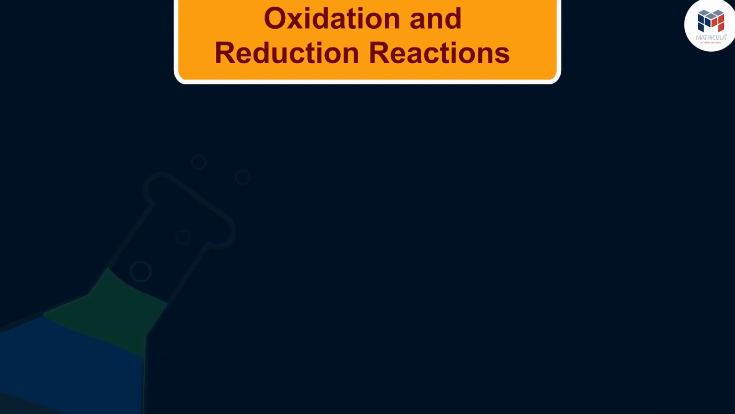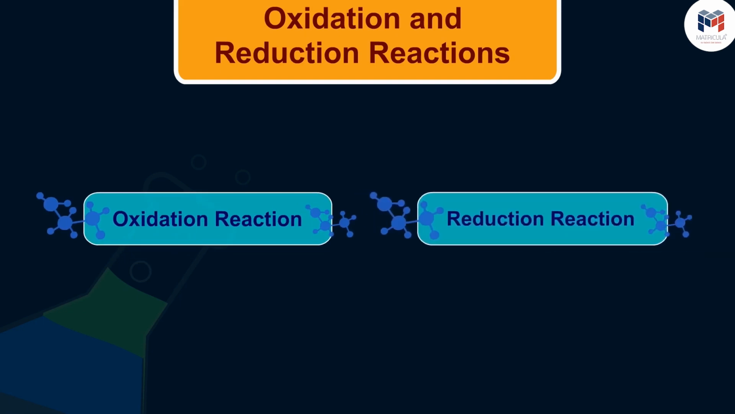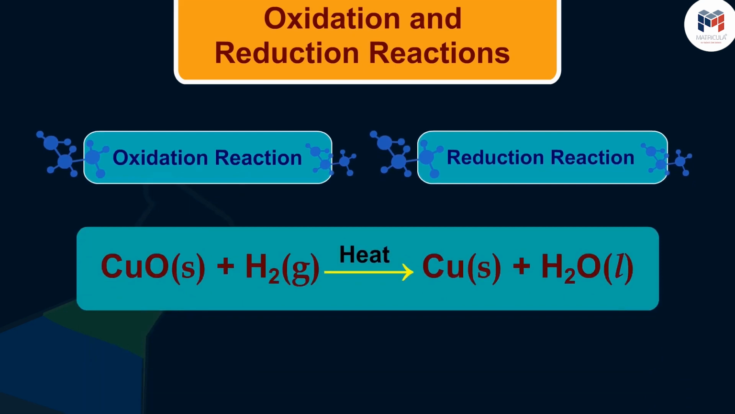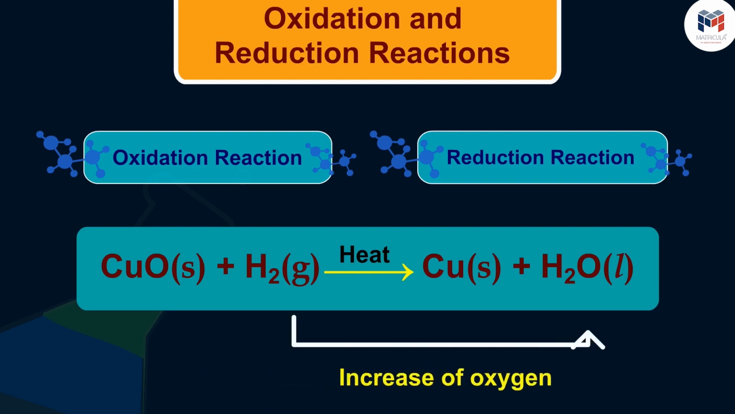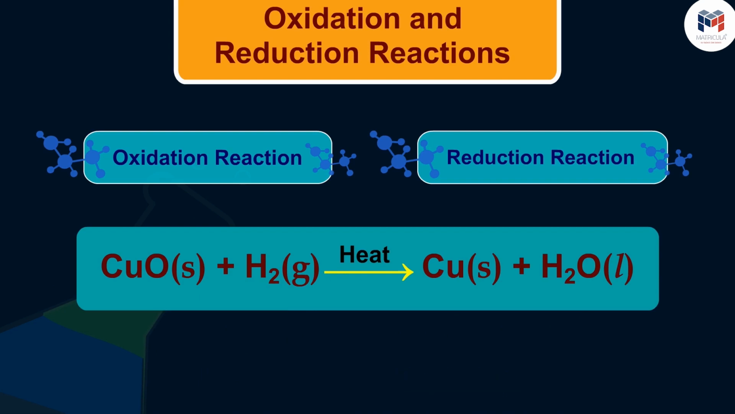Let us learn about reactions in which both oxidation and reduction are observed. As we saw in example 2, the removal of oxygen from copper oxide, that is, reduction, and increase of oxygen in hydrogen, that is, oxidation, is happening. In this way, oxidation and reduction are taking place in the same reaction.